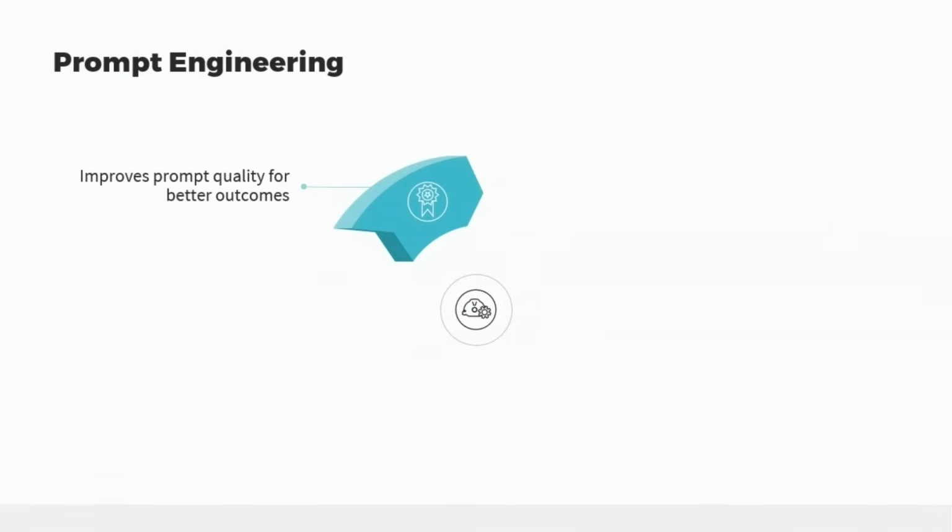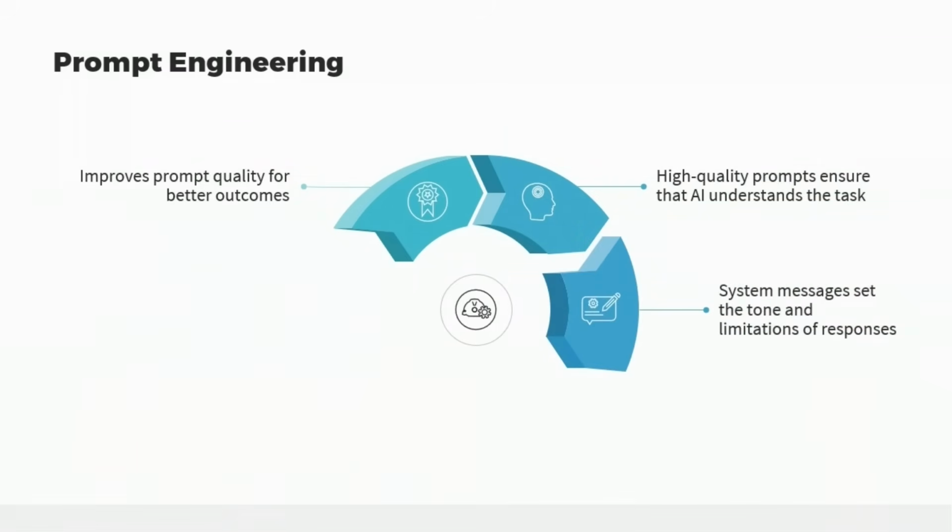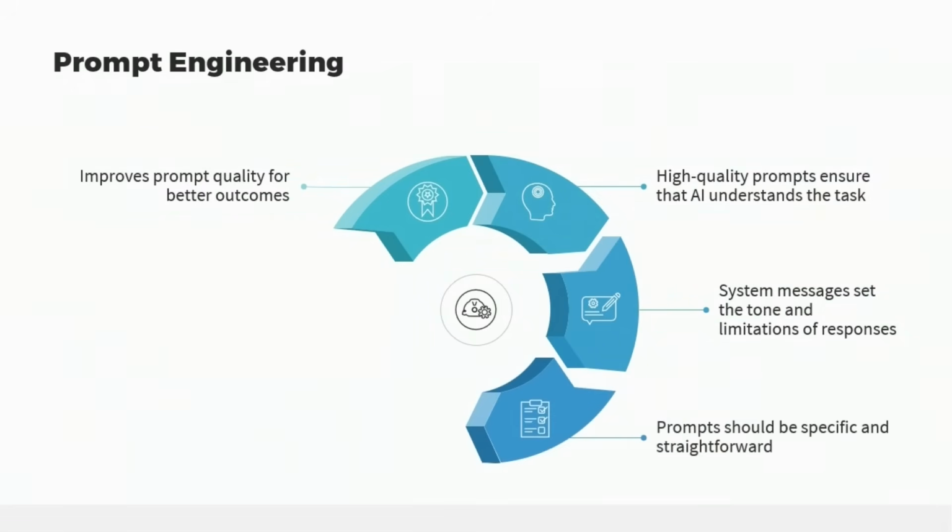AI response quality is influenced by both the model and the prompts. Prompt engineering improves prompt quality for better outcomes. Clear, high-quality prompts are crucial in directing generative AI's actions, ensuring that it understands the desired task. System messages, for example, set the tone and limitations of the AI's responses, like instructing it to be a professional and helpful assistant. Also, for the best results, prompts should be specific and straightforward, such as asking for 10 benefits of using Azure AI Studio.